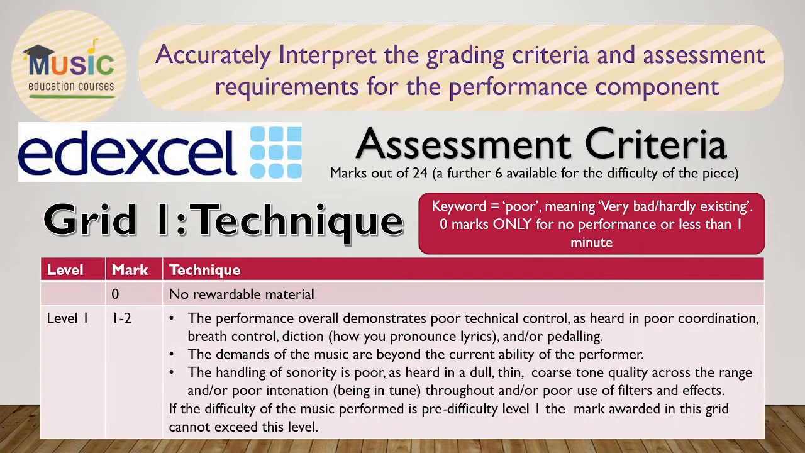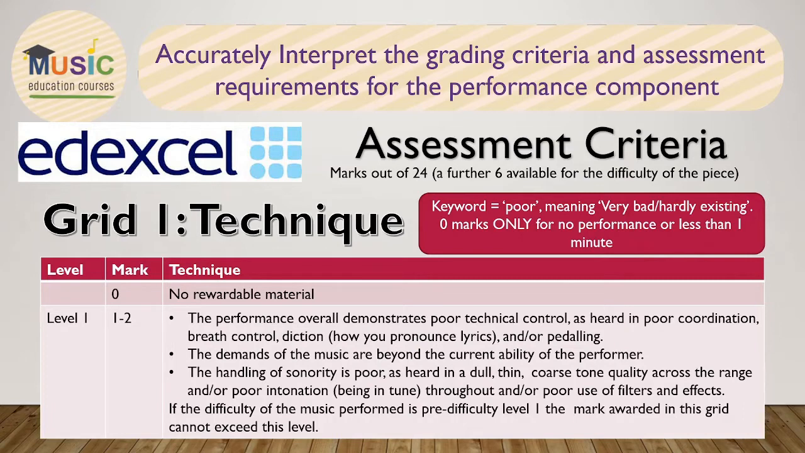Now, we are moving on to the next objective. Accurately interpret the grading criteria and assessment requirements for the performance component. So, the Edexcel assessment criteria has three assessment grids. The first one that we're going to look at is technique, and throughout these grids, we're going to be looking primarily at keywords. So, for level 1, for 0, it just means that your performance was under 1 minute or didn't reach the minimum 4 minutes overall, or you just had nothing.